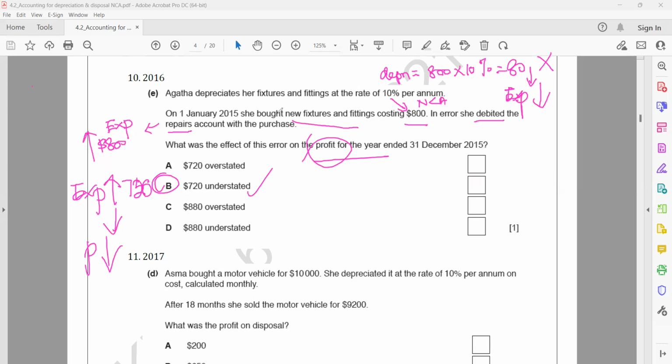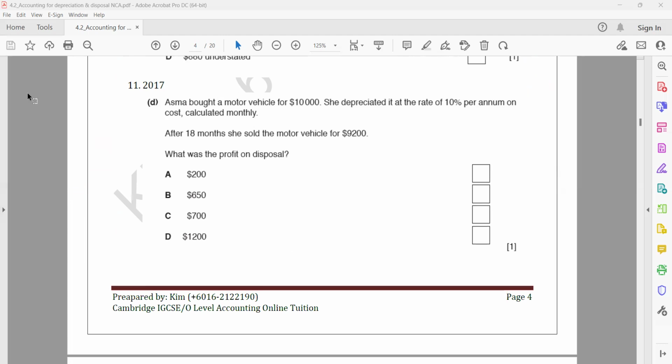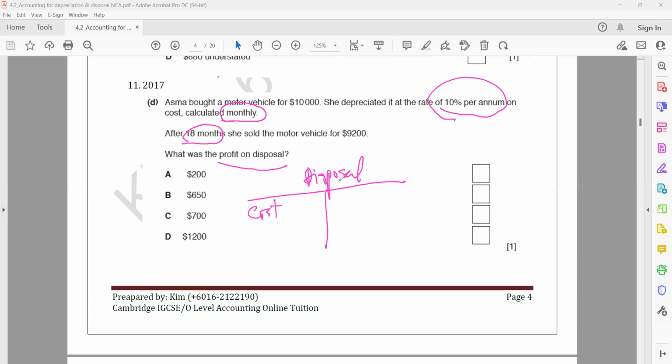Okay. Now move on. 11. Take notes. Calculate monthly. This one 10% per annum. After 18 months, what was the profit on the disposal? Disposal account: cost, provision for depreciation, bank. Your income statement can be here or here. This is a profit. This is a loss. Calculate whether this or this one.